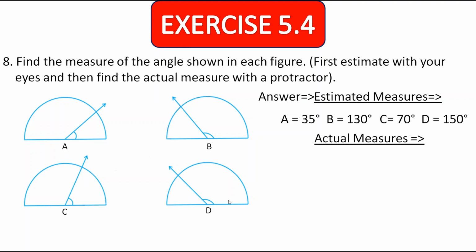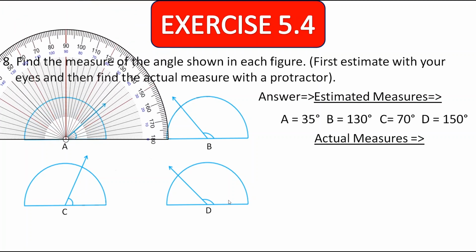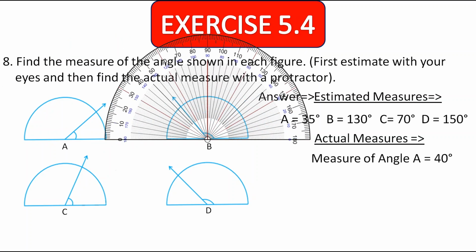So actual measures. Here the first angle is measuring, see, 40 degree. So we have given 35 degree. Just 5 degree difference is there. Okay, let it be. They have told estimated measurement. Next, let's measure the second angle. Here, see, we should start from this side. And it is measuring 130 degree. So exactly we got 130 degree. The measure of angle B is 130 degree.